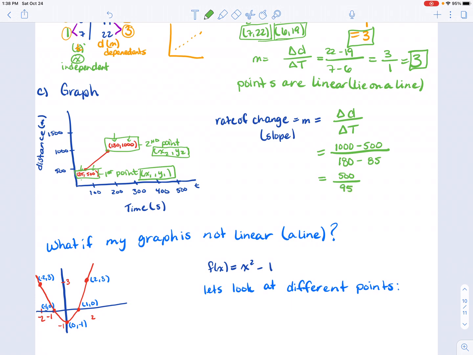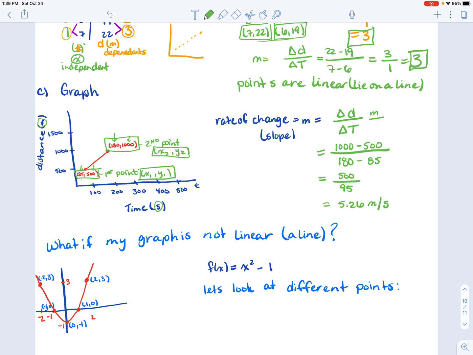And you can actually find out what that is by putting this in your calculator, and it equals 5.26. And remember, this is meters and this is seconds, because we can see that here and here. So that means it's meters per second. So 5.26 meters per second would be the rate of change between these distances.